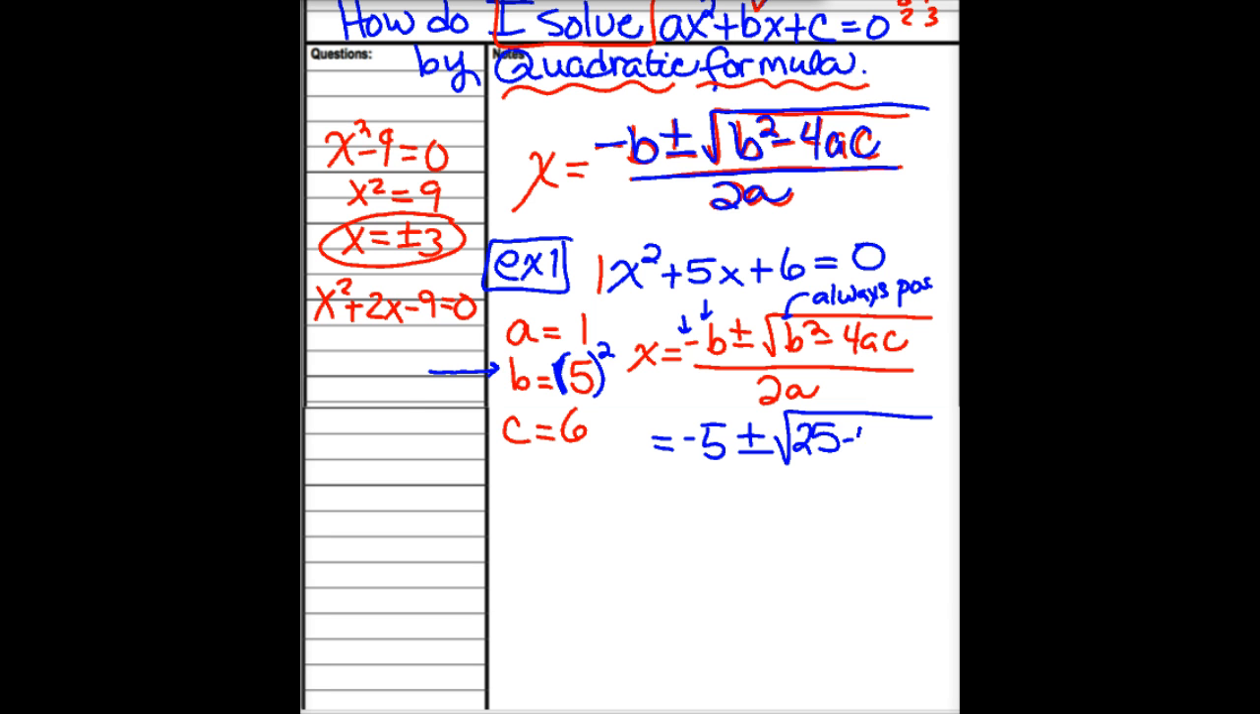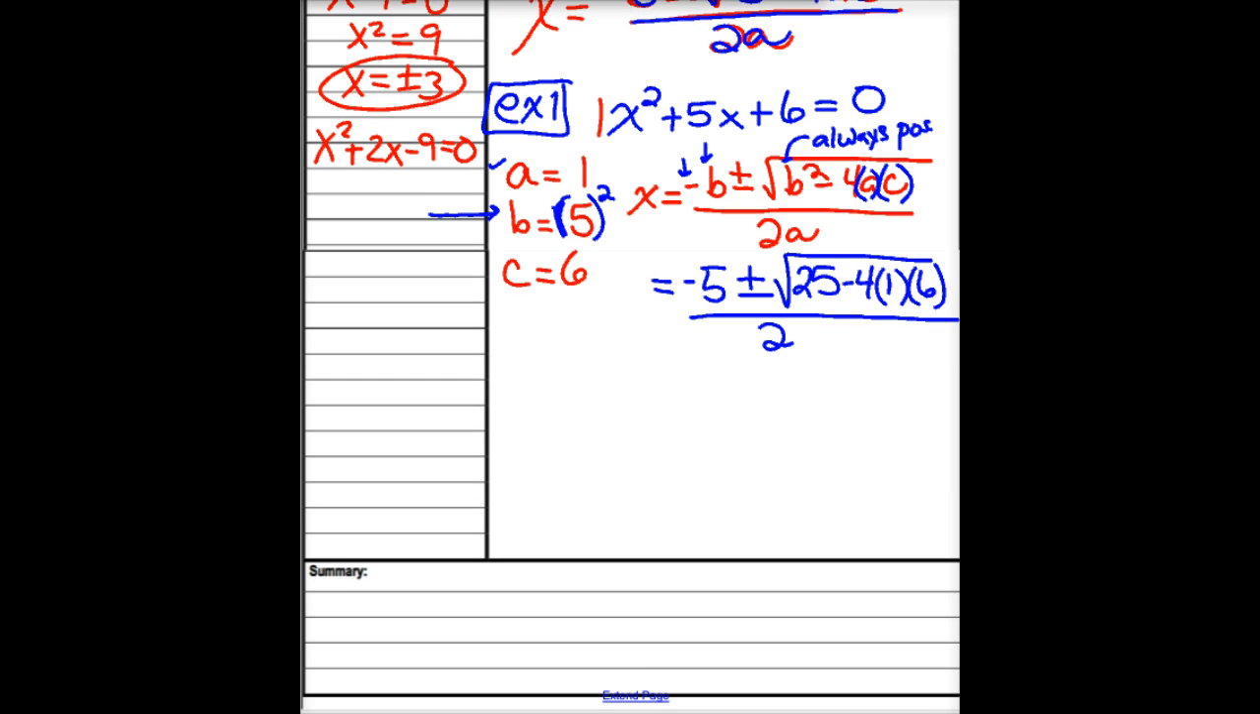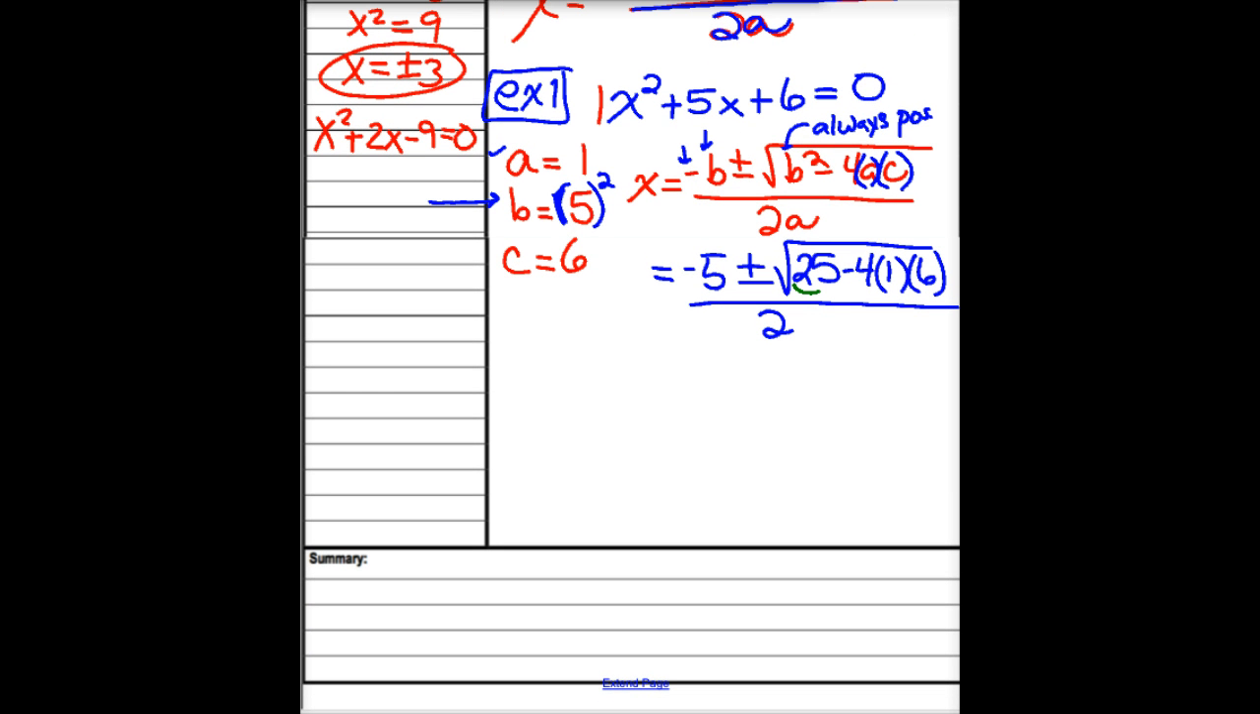B squared minus 4 times, and I want you to put the a and the c in brackets. It's 4a times c. A in this case is a 1. B in this case is 5, C is a 6. And it's all over 2 times A. 2 times A would be 2 in this problem. Once you get this far, you go under the root and you do it, either in your head or on a calculator. I don't care how you get what's under that root, but you do need to calculate that.